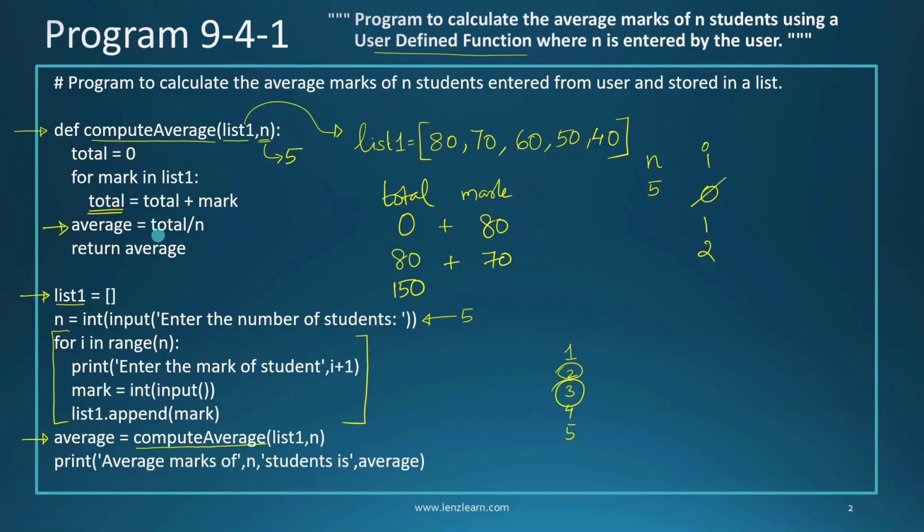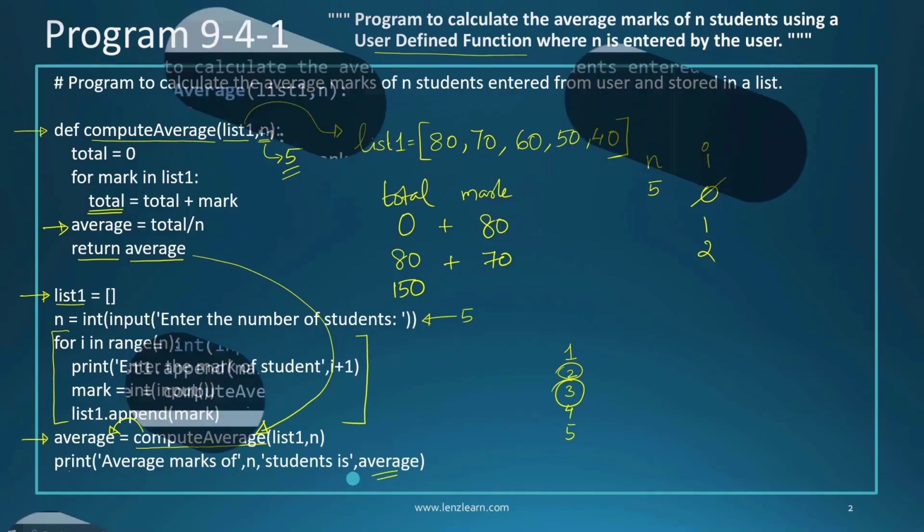Now in the next line I will calculate the average. I will just divide the value of total by n. N is the total number of students, which is 5. So I will divide total by 5. I will get the result into a variable called average, and then I will return the value of average. So now the control will come back to the function call, and the value that you have returned will be copied into the variable average. And after that I will just print average of 5 students is, then whatever is the average that your program has identified will be printed over here.